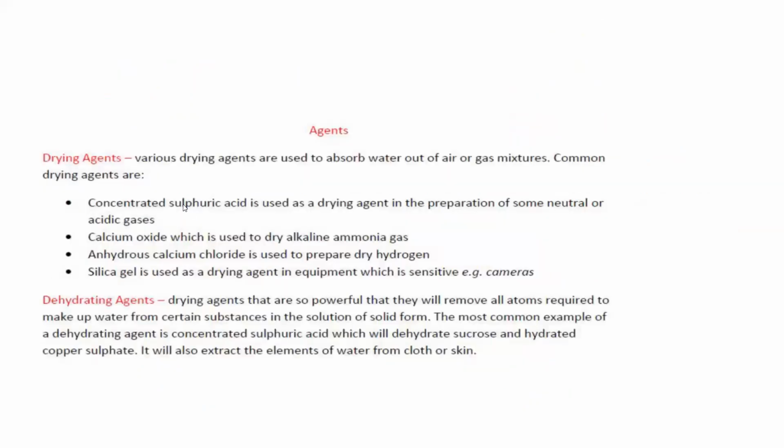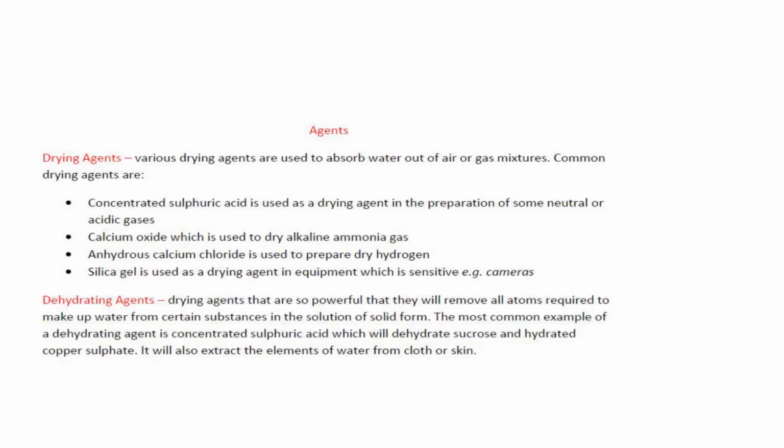Then there are two types of agents. One is called a drying agent, another one is a dehydrating agent. Drying agent means they have a tendency to absorb water molecules from the substance. We call them drying agents, such as sulfuric acid, calcium oxide, calcium chloride, copper sulfate, or silica gel. Silica gel you will find, like when you're buying a new pair of shoes, it will have a small packet inside, and on that packet it is written silica gel.